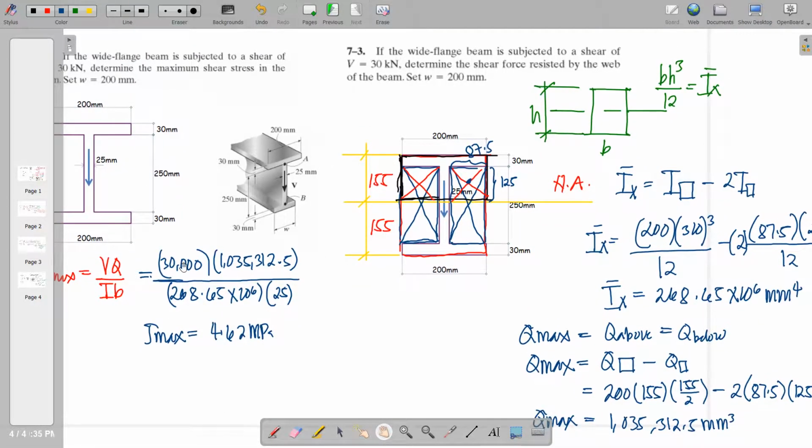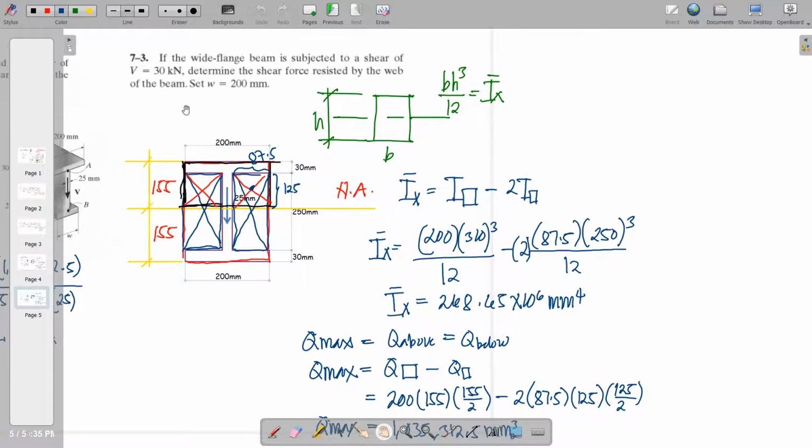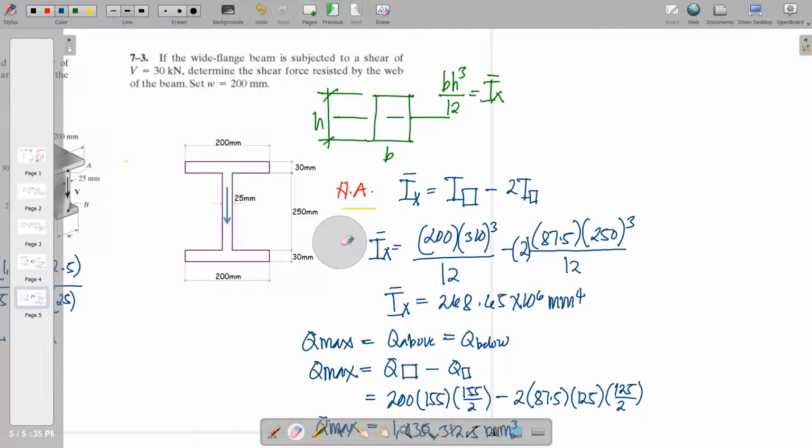So for 7-3, let's take another sheet here. So for 7-3, if the wide flange beam is subjected to a shear of 30 kilonewtons, so the same value of shear force, determine the shear force resisted by the web of the beam. Setting W is 200. So we will be using here the same beam cross section with the same computed I bar, that is equivalent to 268.65 times 10 raised to 6.